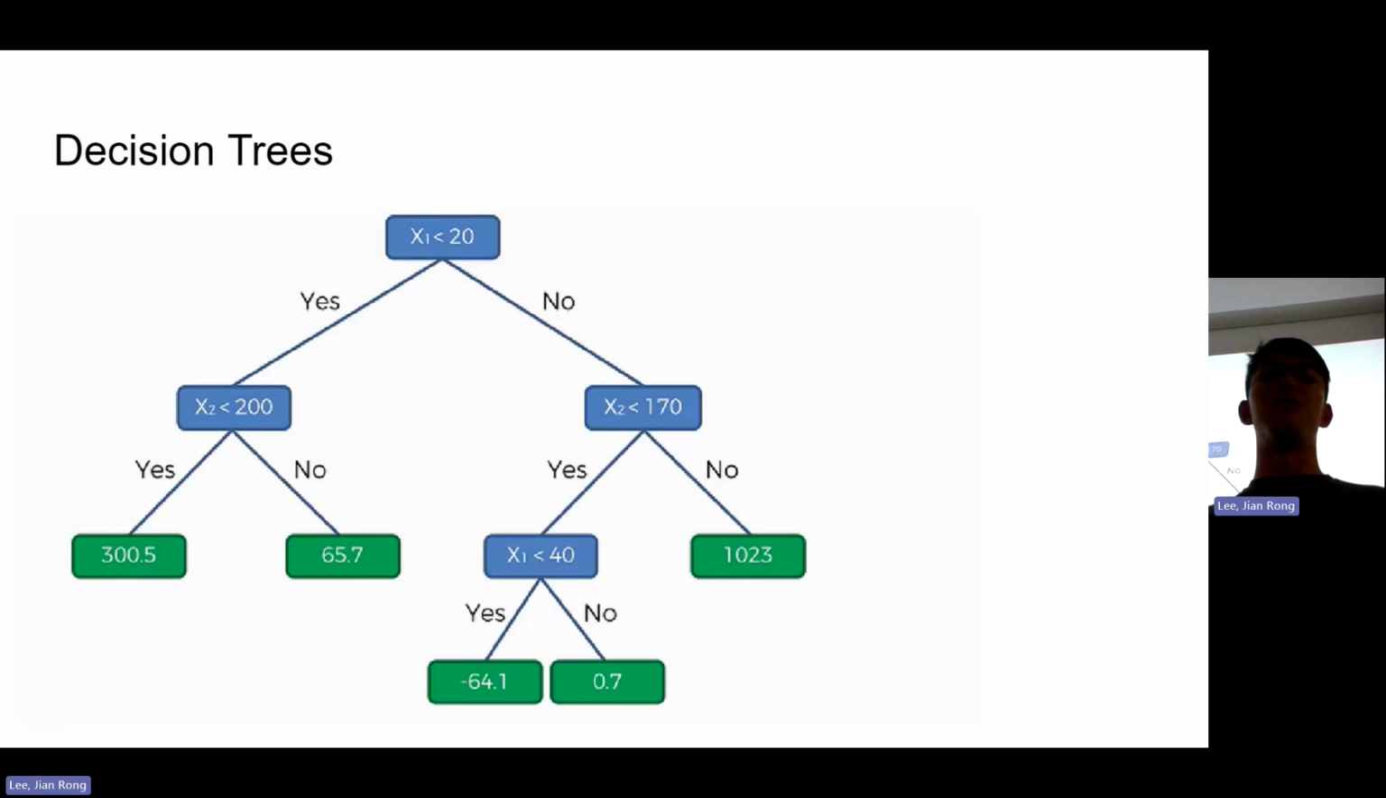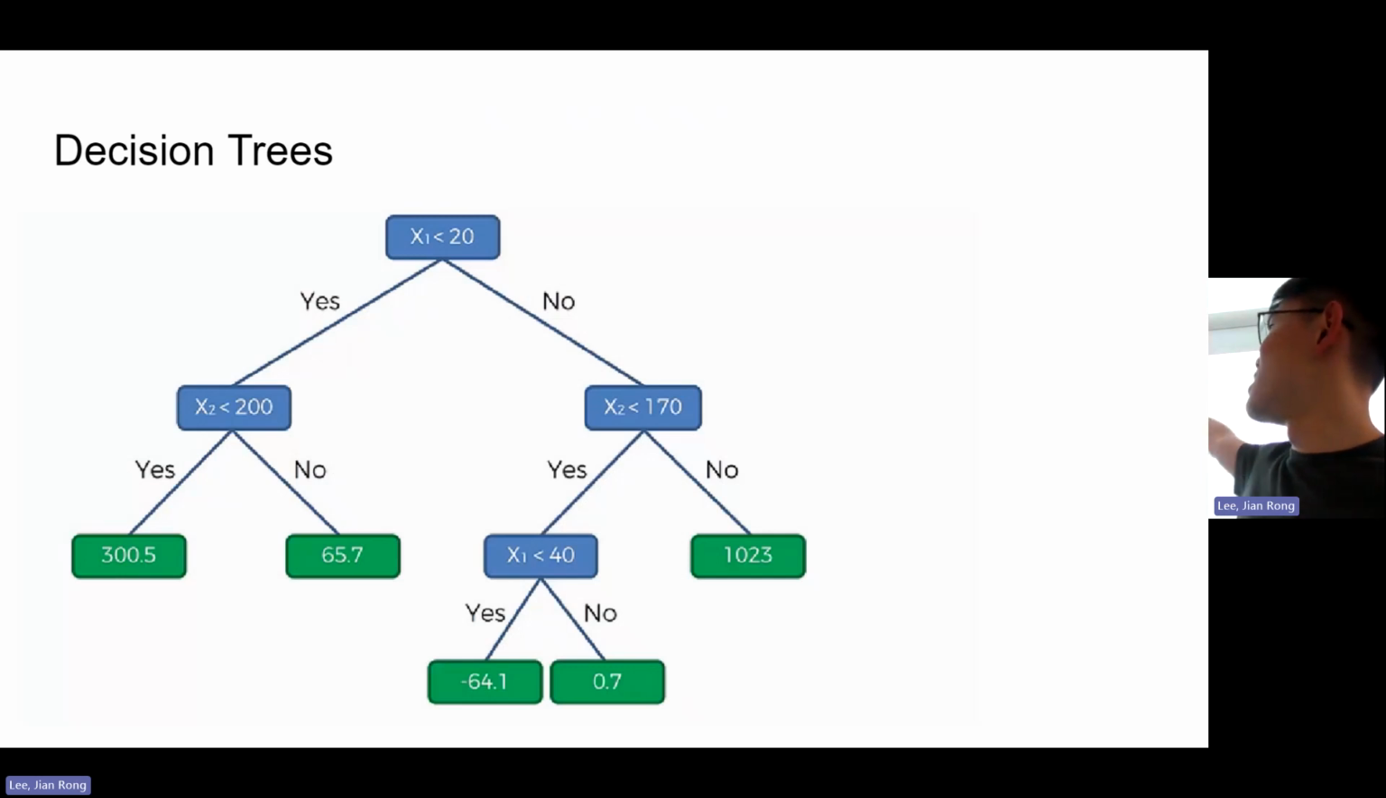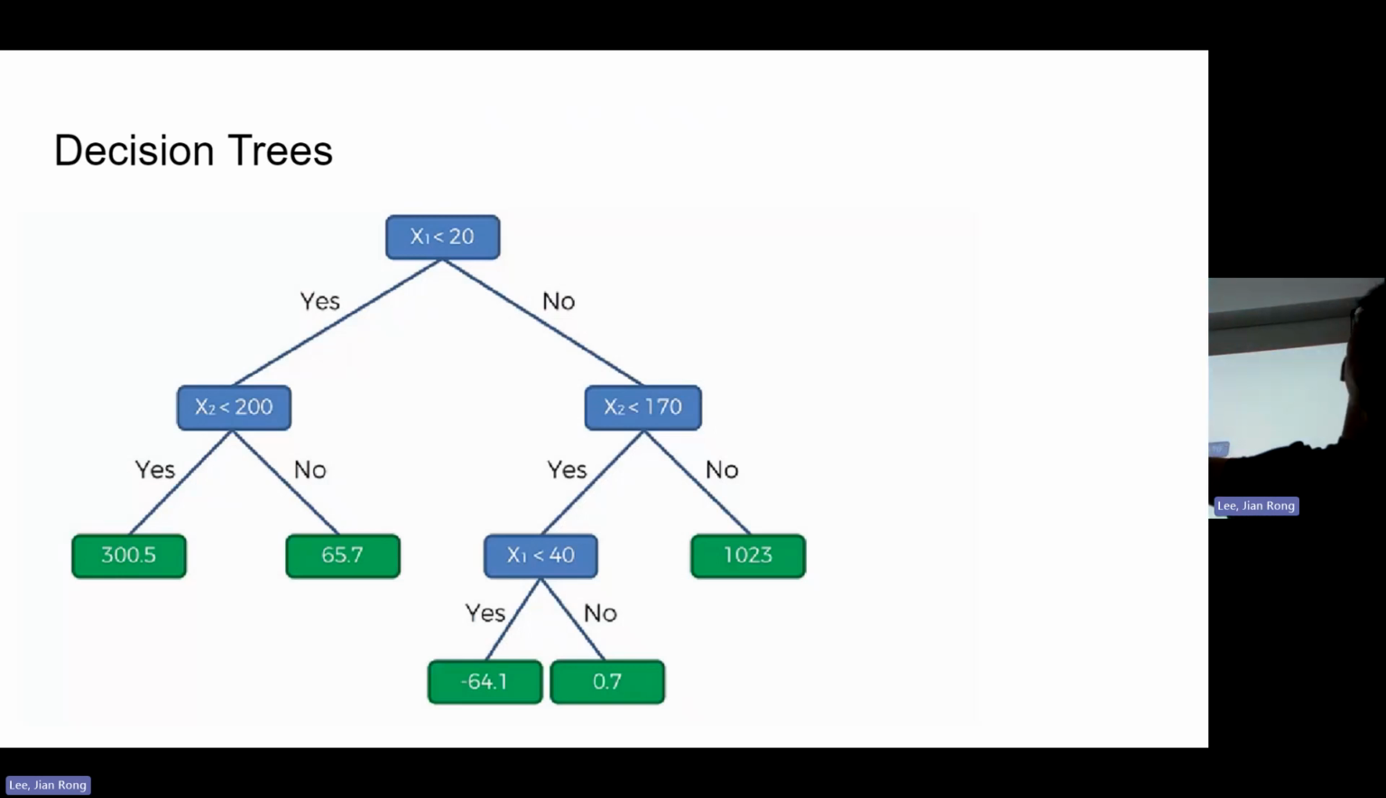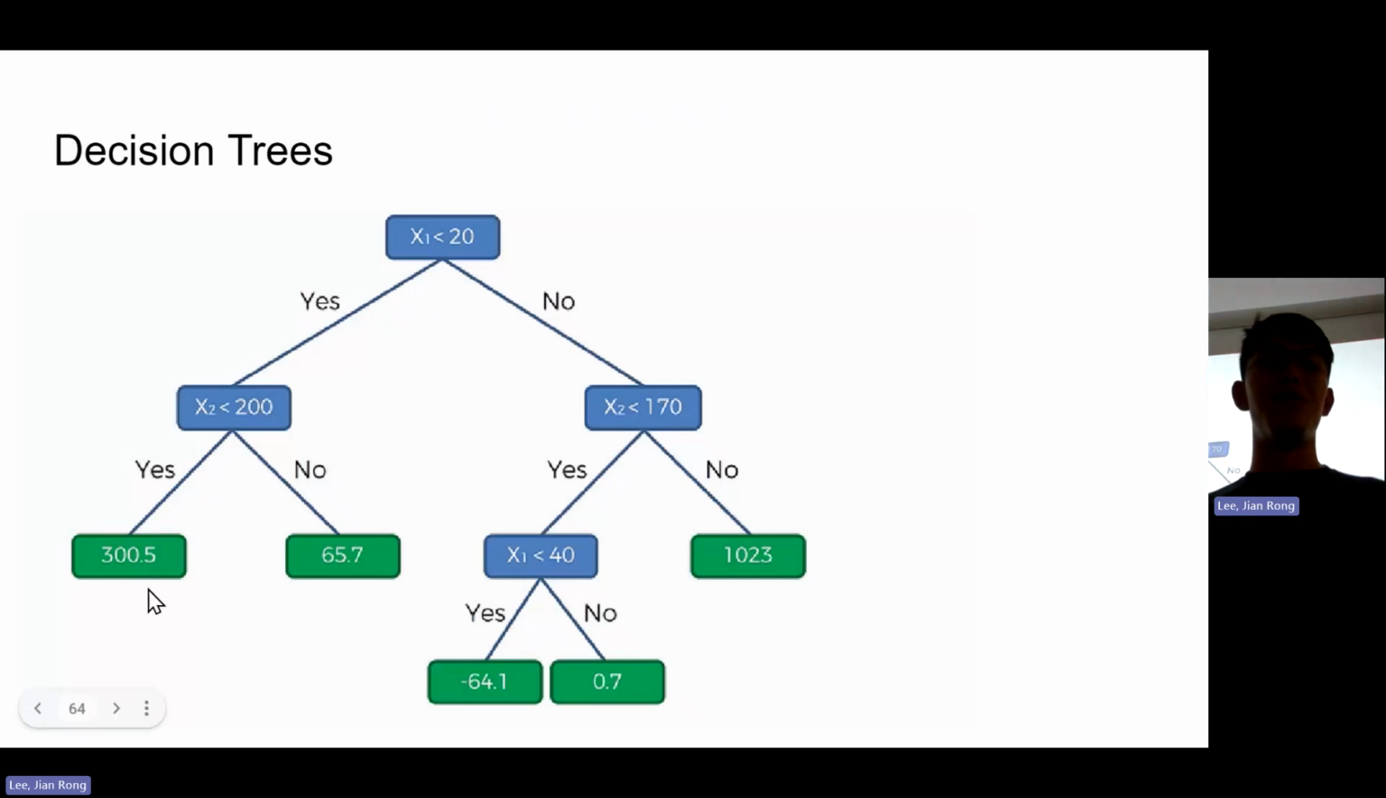For example, I look at this feature x1. x1 could be, for example, the latitude coordinate, right? So if x1 is less than 20, then I want to split. Everything that is less than 20 goes into the left branch, and everything that's more than 20 goes into the right branch. The decision tree tries to split up the data into parts, and at the very end, at the leaf nodes, you get some sort of prediction.